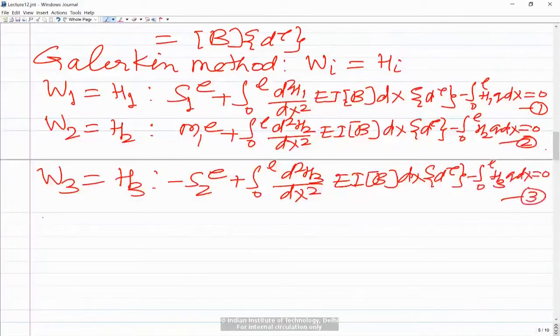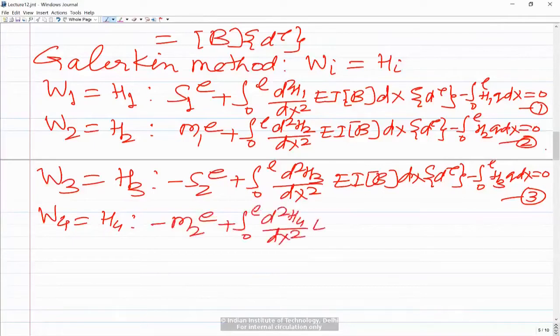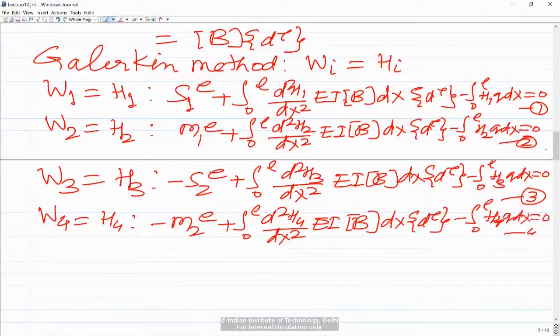So then also we have w4, which will be h4. In the same way as the arguments I discussed, this will be m2e plus integral 0 to L d2 h4 by dx square into EI into B dx into d. So it's actually straightforward, minus integral 0 to L h4 q dx equal to 0. So this is equation 4.